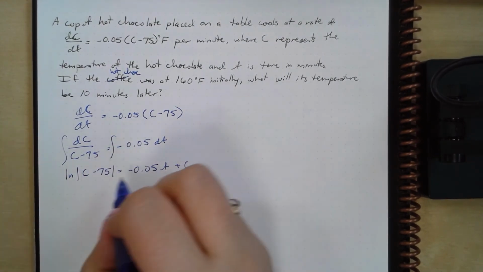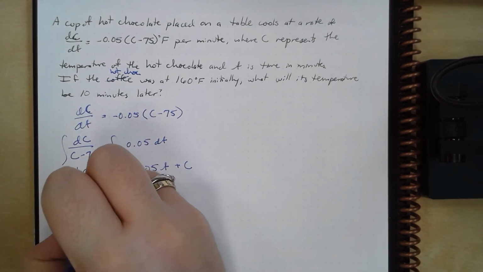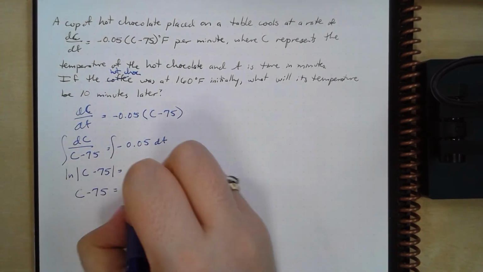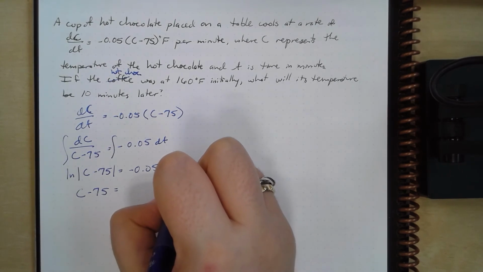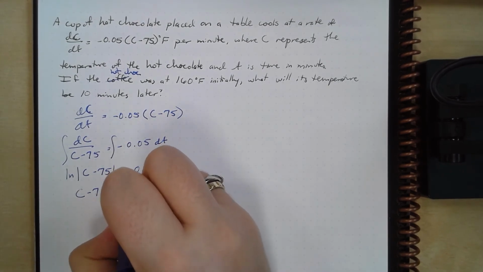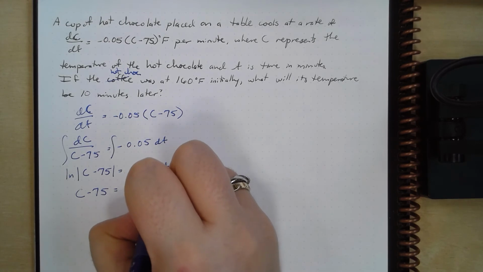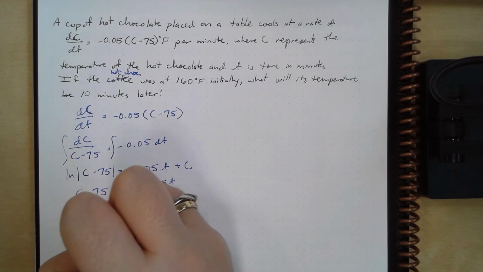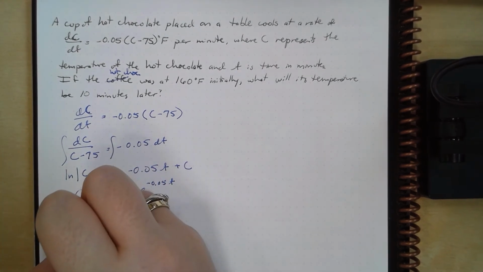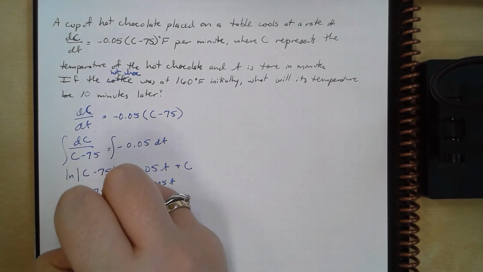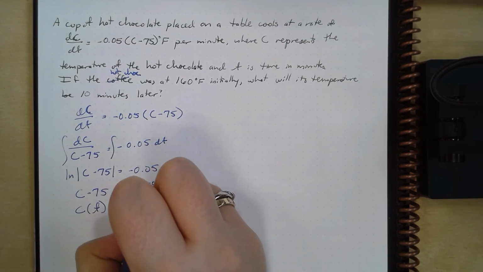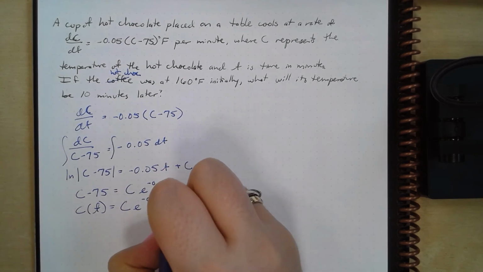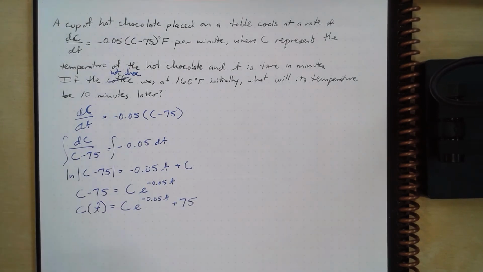So if I take all this to the E power, I get C minus 75 equals, and now I know that this, to the C power, I'm going to end with C e to the negative 0.05 T, right? So C of T is equal to C e to the negative 0.05 T plus 75, okay? Where this C is a constant and this C represents hot chocolate. I used C twice, that was not very bright of me.